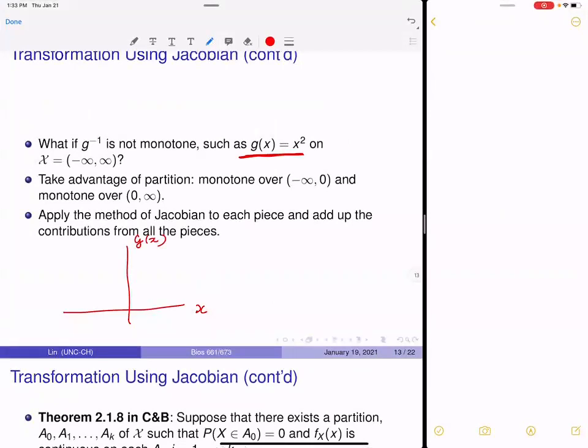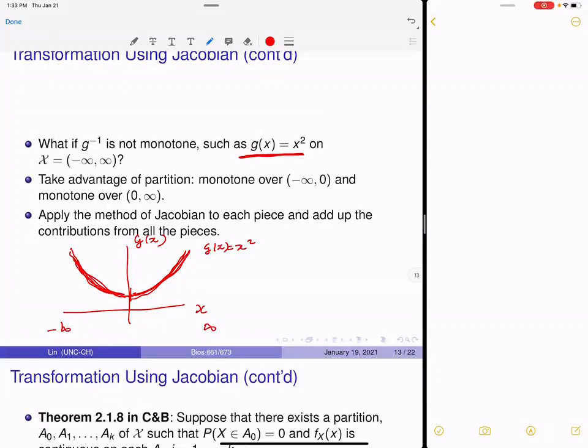If you do x squared, say x from minus infinity to infinity, you basically get this guy, right? That's the x squared function. And then you have one part that is monotone increasing, this part, and this part monotone decreasing. So we talk about the Jacobian method.